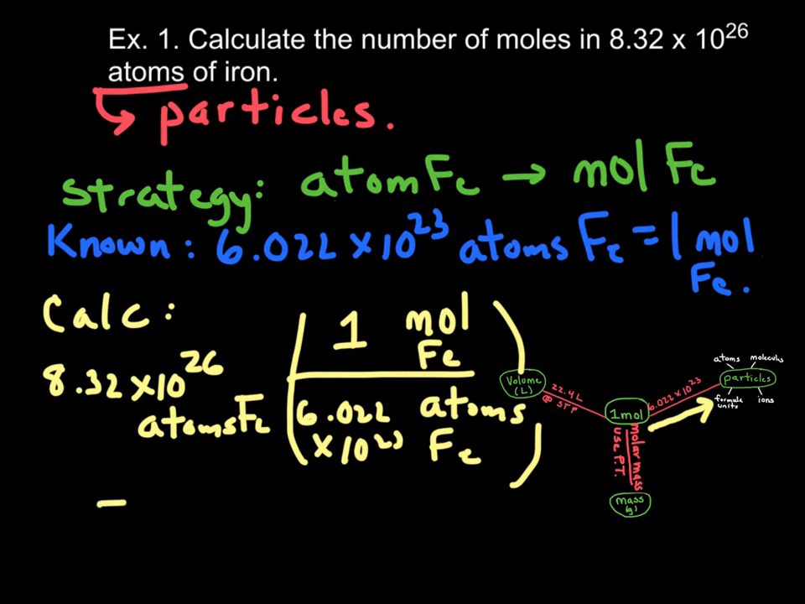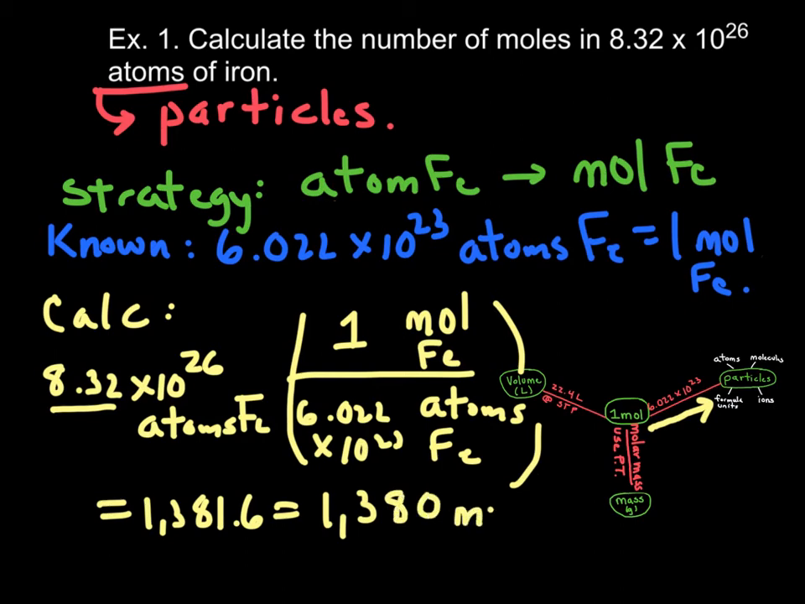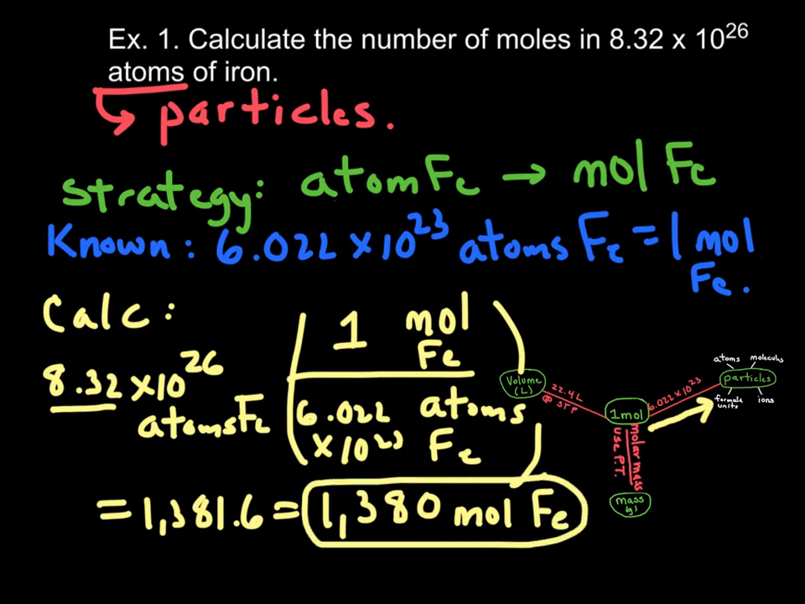When we do this math and we put it in the calculator, remember to use your EXP button or your EE button on a TI, we get a calculator answer of 1,381.6 moles. But because of sig figs, we started with 3 sig figs over here. We can only keep 3 sig figs. Our final answer is 1,380 moles of iron, and that is our final answer.